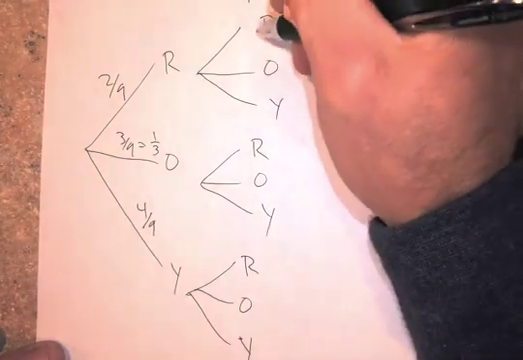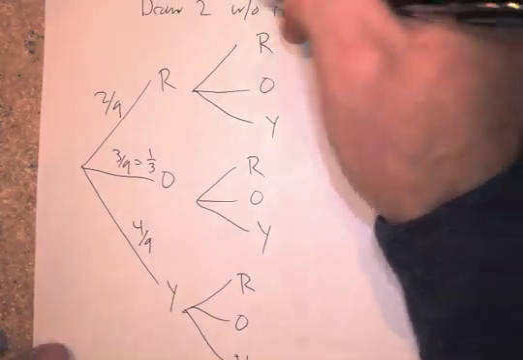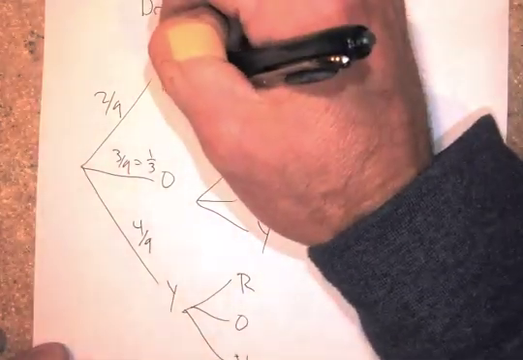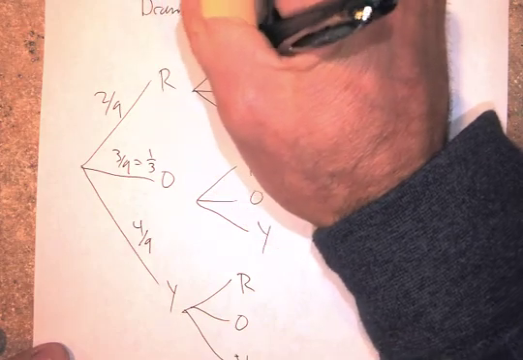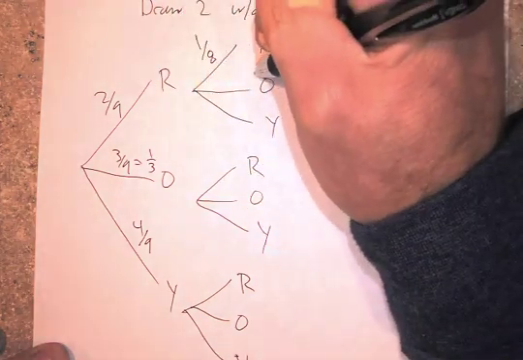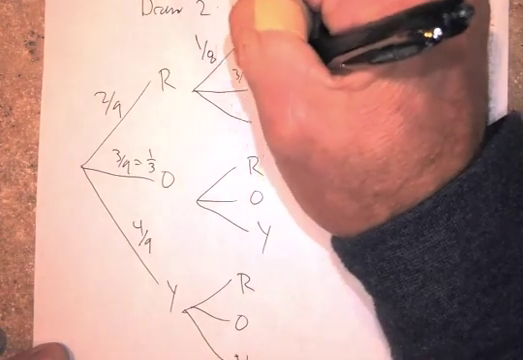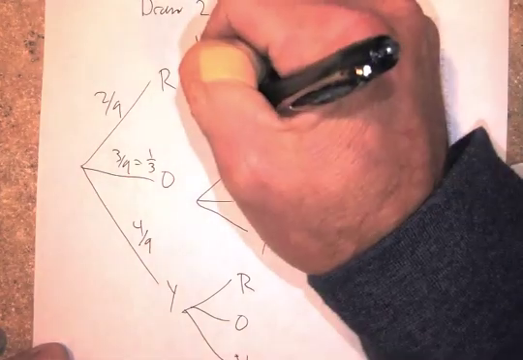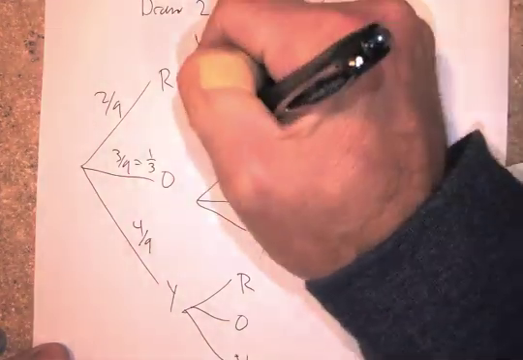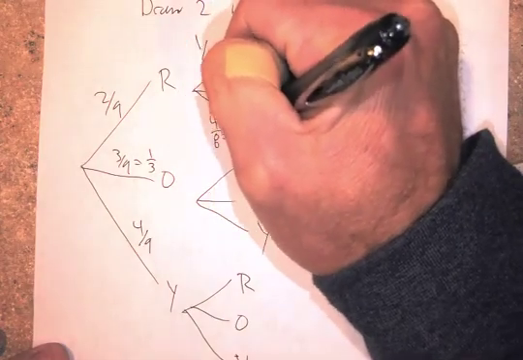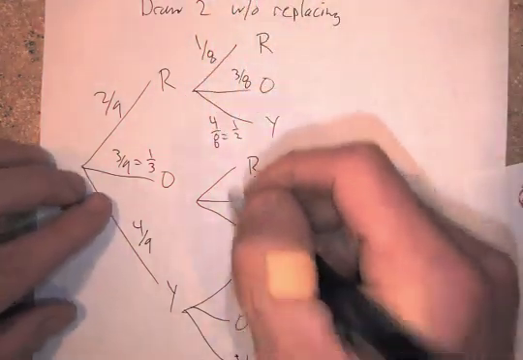Okay, on the second pull, since I'm not replacing, there's only 8 marbles left. I pulled a red here, so there's only 1 left out of 8. There's still going to be all 3 oranges left out of 8, and still all 4 yellows. Reduce that, it's 1/2. Okay, and then same thing going down.